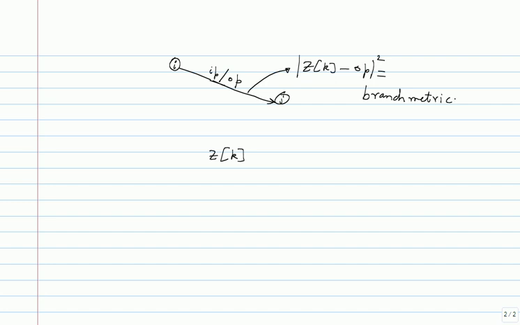It's important enough, so I'll give it a name. I will denote this as BM subscript K, I to J. This fancy notation is quite intuitive: at the kth stage, the branch metric for the branch from state I to state J.